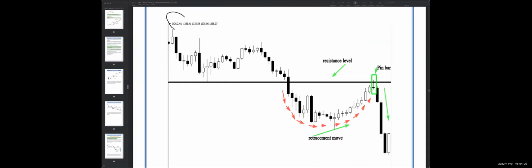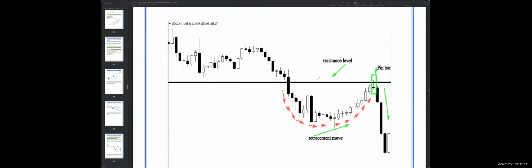You can see this one is an H1. So as you do multi-time frame analysis, once you get comfortable with trading, if you're a new trader, you can still apply the same concept on any time frame, but you should also know the pin bar on higher time frames is more powerful, it carries more weight, right? Unlike pin bars you see from smaller time frames.